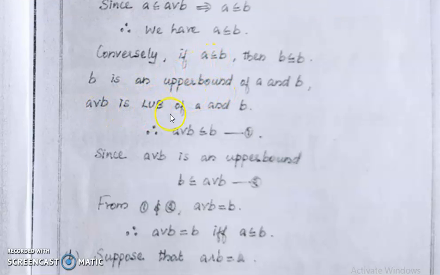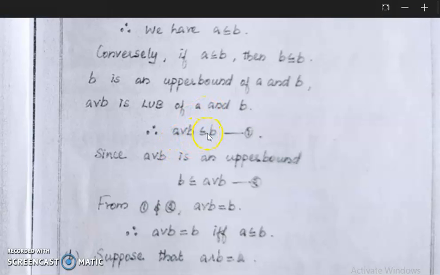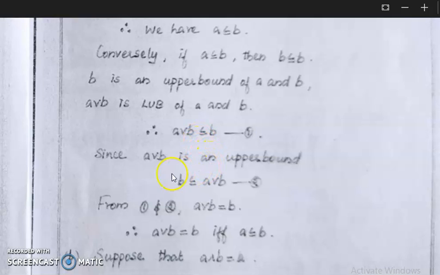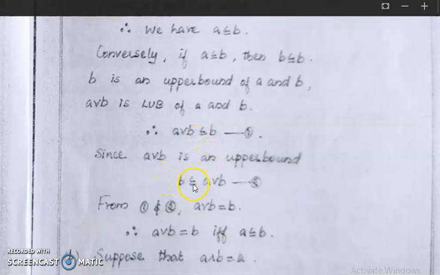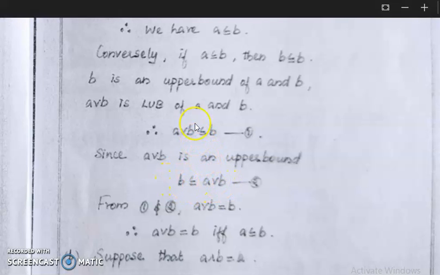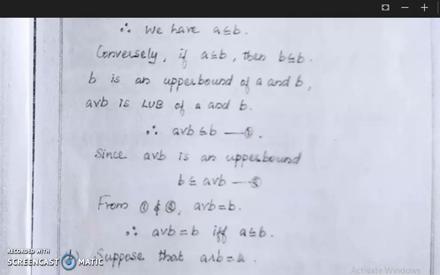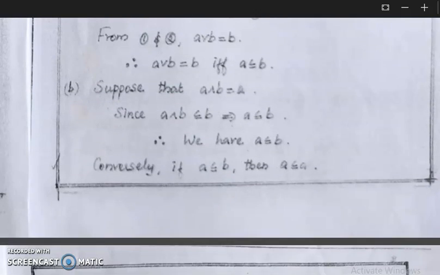So A or B is the upper bound means A or B will be less than or equal to B, because it is the least upper bound. But by definition B will always be less than or equal to A or B. So if you have these two conditions, we can replace the inequality by an equal sign. So A or B is equal to B here. Now similarly the second case we are also going to prove.